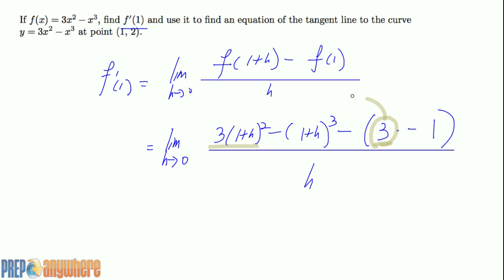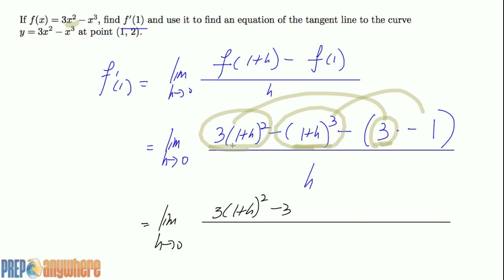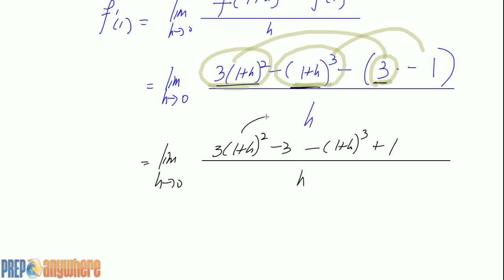Let's group this one with this. That's matching the corresponding values for the x squared term when you plug in 1 plus h and when you plug in 1. And I'm going to of course group these two as well. And with this you get minus 1 plus h cubed plus 1. So from these two I'm going to factor out 3. Then you get 1 plus h squared minus 1.